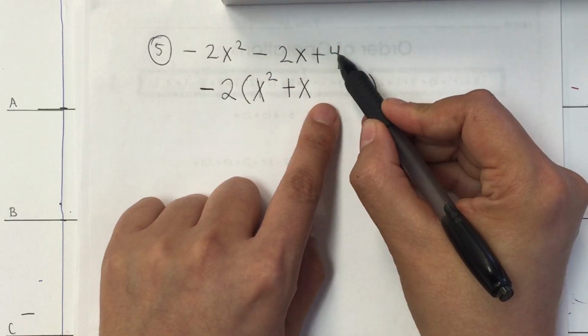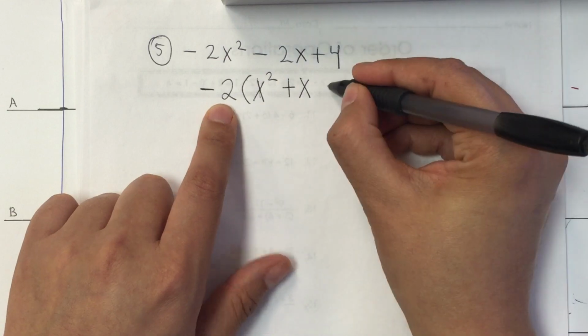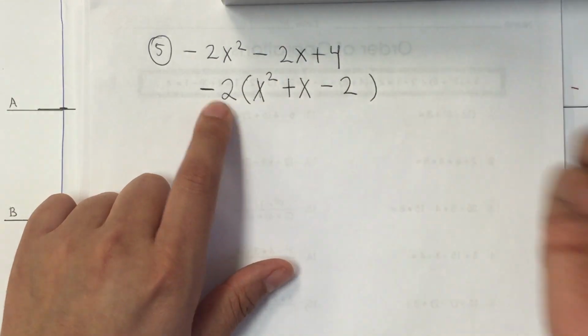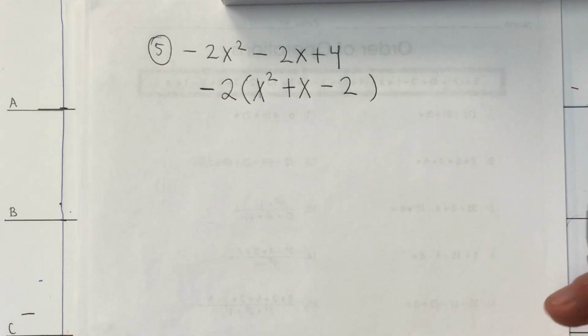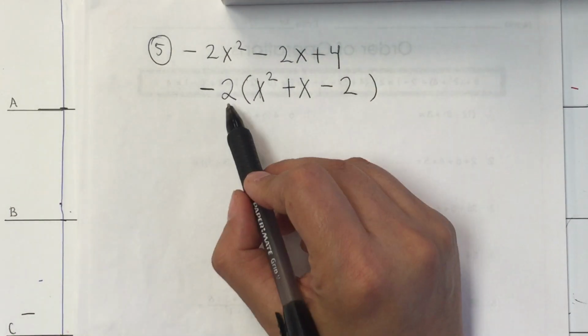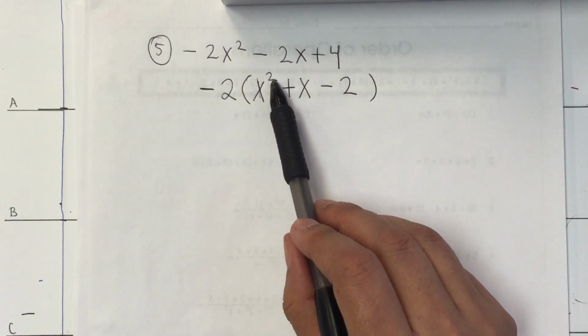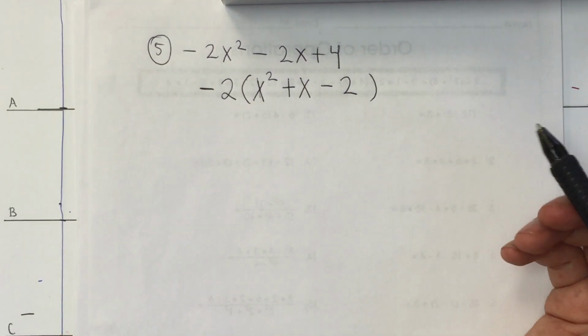And then positive 4 divided by negative 2, that makes it negative 2. And there are no variables, so we just leave it like that. Okay, so those are my two factors. Negative 2 is one of my factors. The other factor is x squared plus x minus 2.